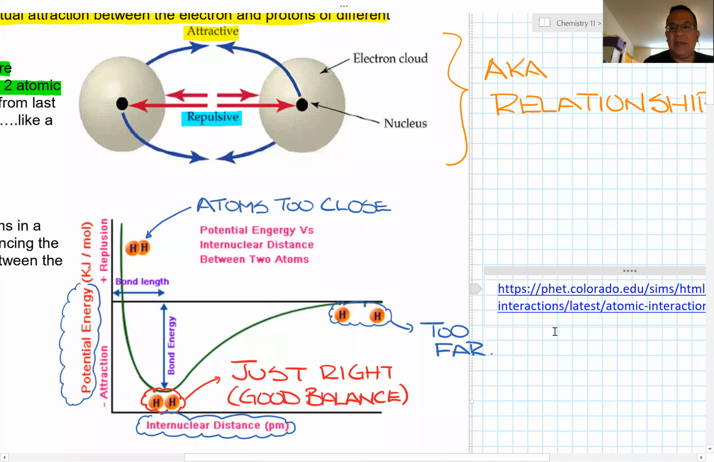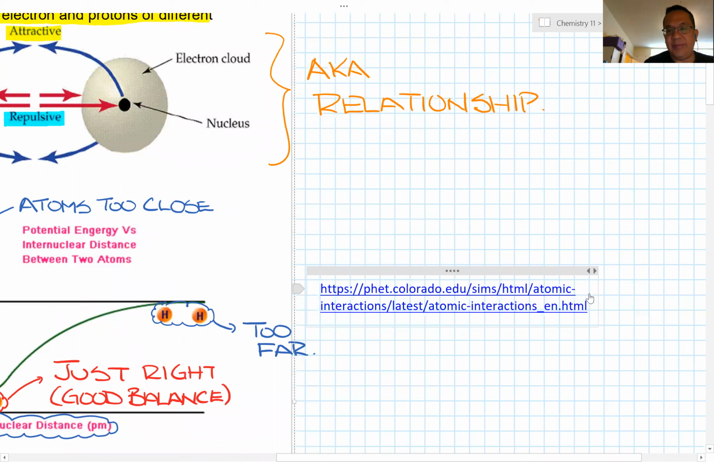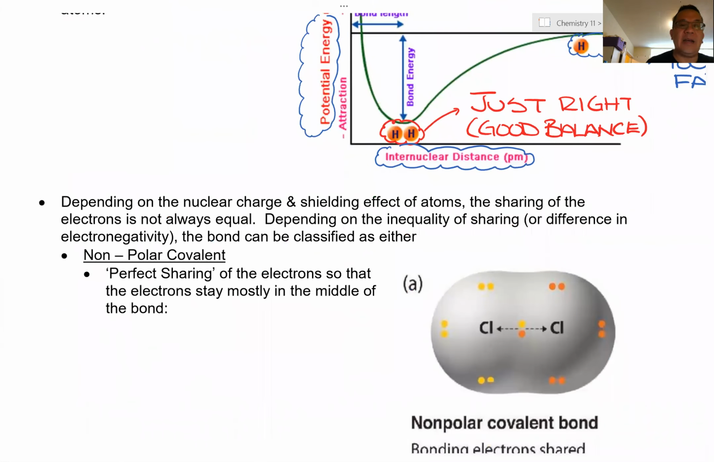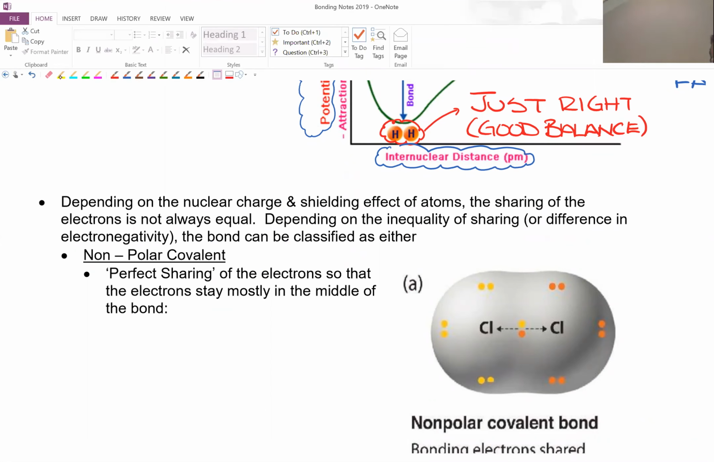Now, that simulation was based upon this. So if you want to try it out yourself, you can type it in and then play around with it. Now, depending on the nuclear charge and the shielding effect of atoms, the sharing of the electrons is not always equal.